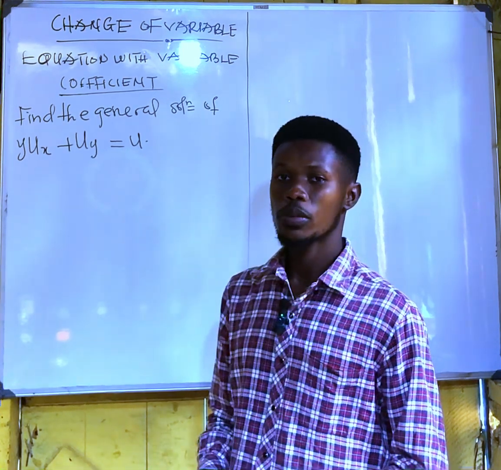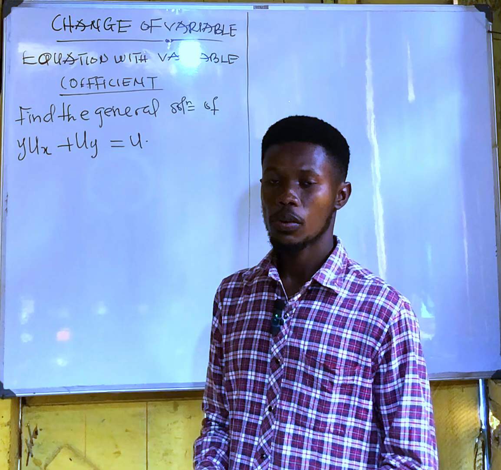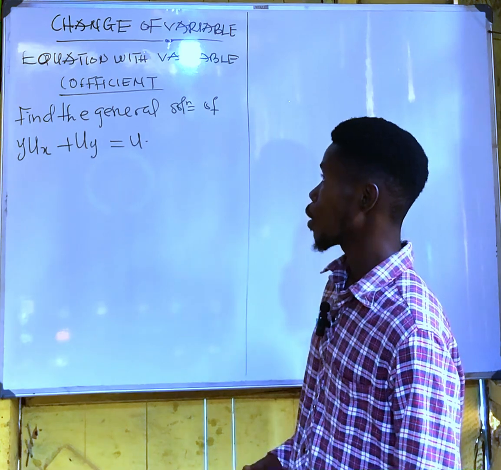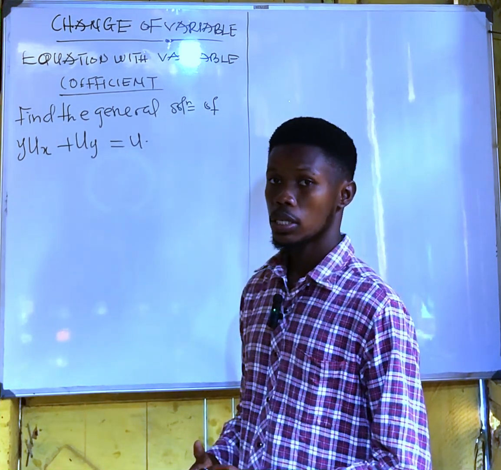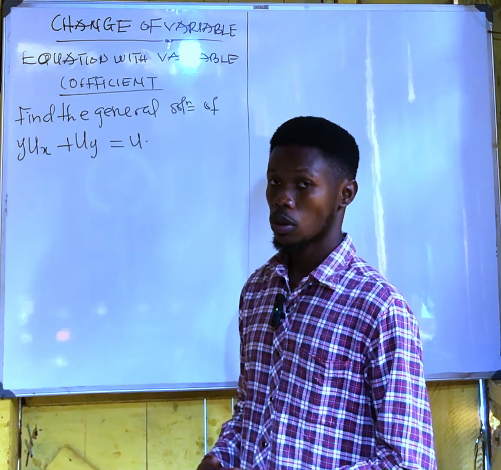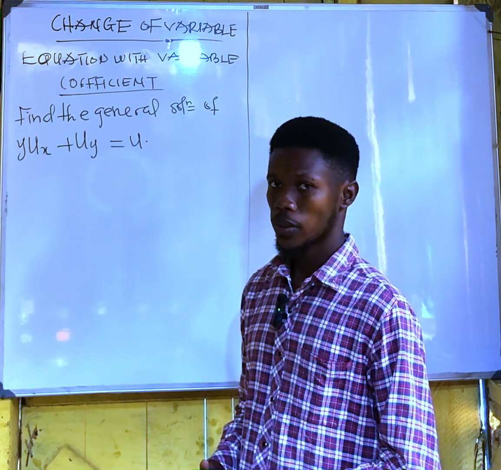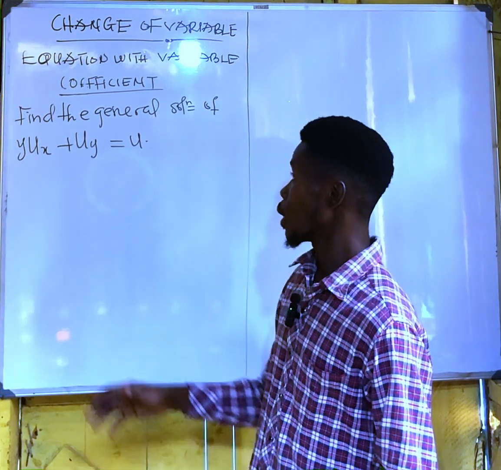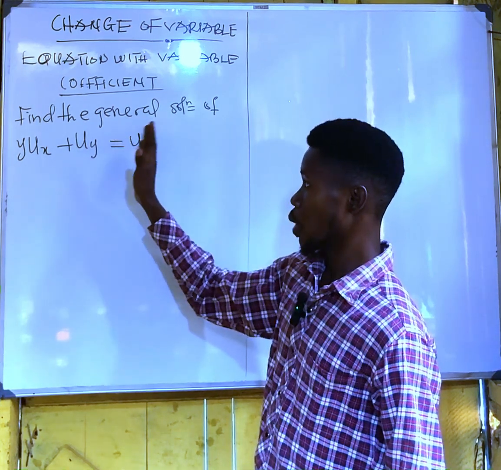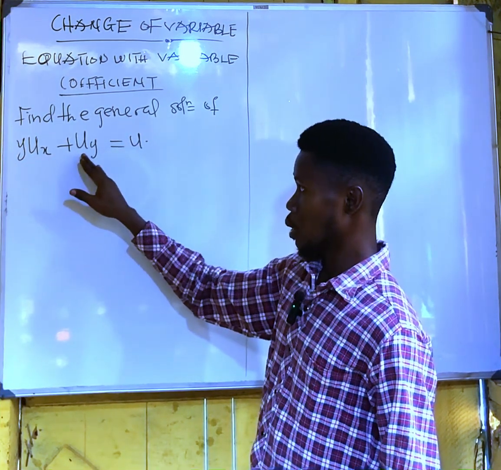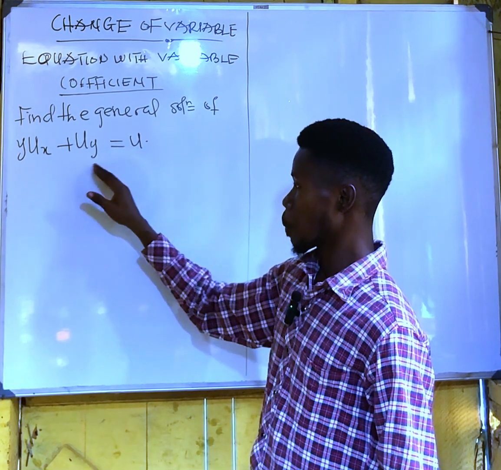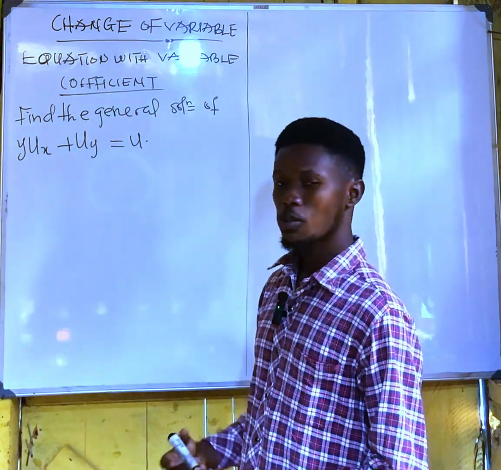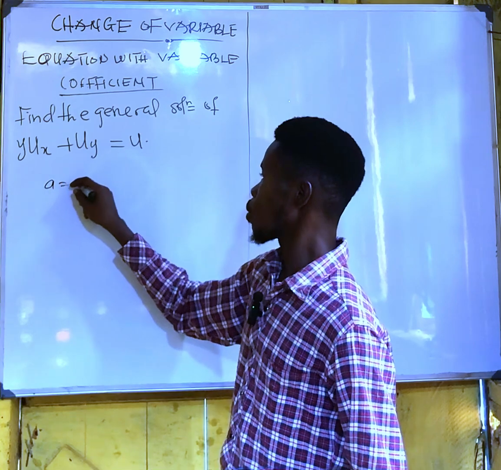We are done with the equation with constant coefficient. We are now going to look at the equation of variable coefficient. The procedure is a little bit different from that of the constant coefficient. The reason being that here you can't find the angle between them, just like in the constant case where you were finding the angle. Because here, like the example given, you are to find the general solution of y u_x + u_y = u. Here b is 1, but a is y.